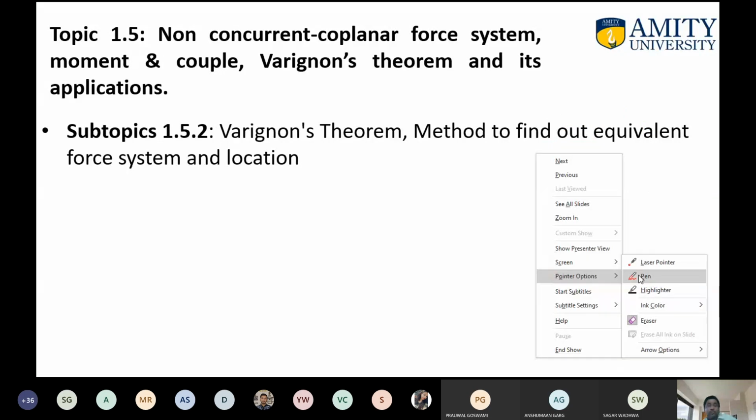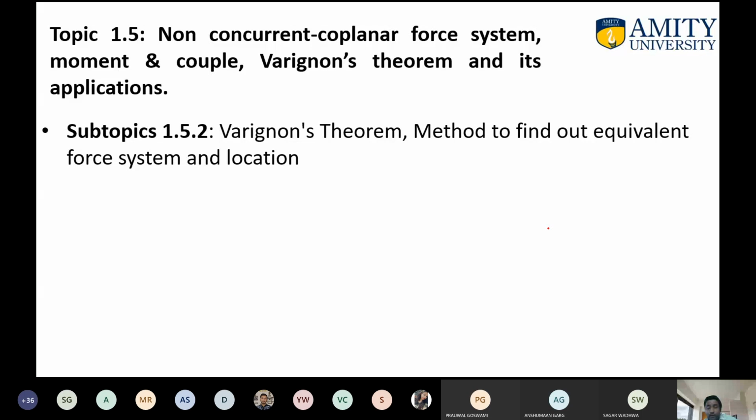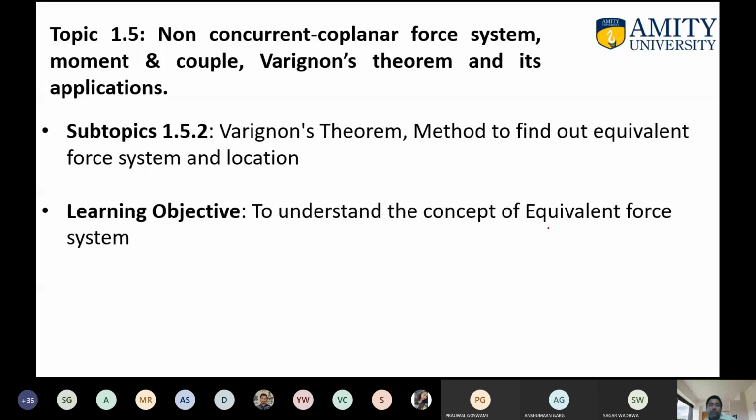So Varignon's theorem, though we have studied it in the 2B practical or 2C practical, that means moment of all the forces. If there are n number of forces F1, F2, F3, F4 acting at a point, they can be concurrent, they can be non-concurrent, and if they have some moment about some point O, let us say x1, x2, x3 are the distances. So F1 x1, F2 x2.